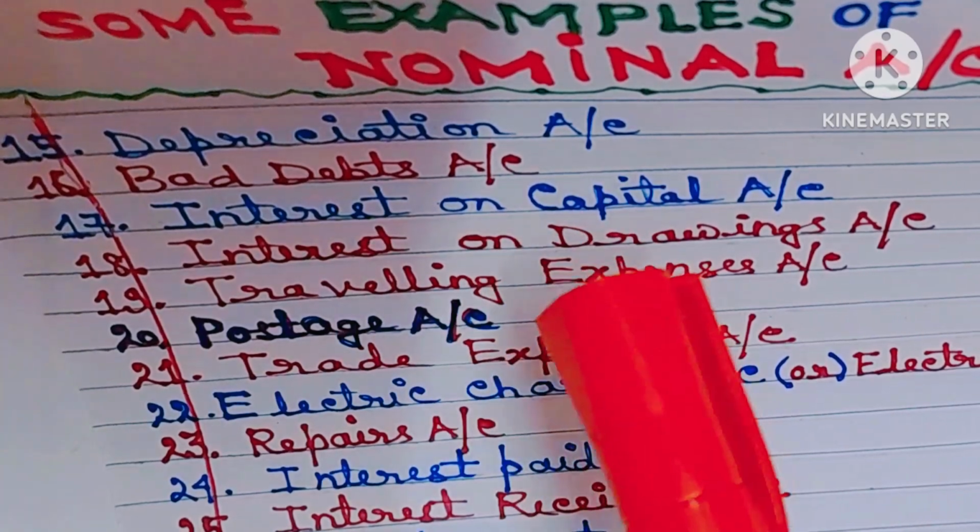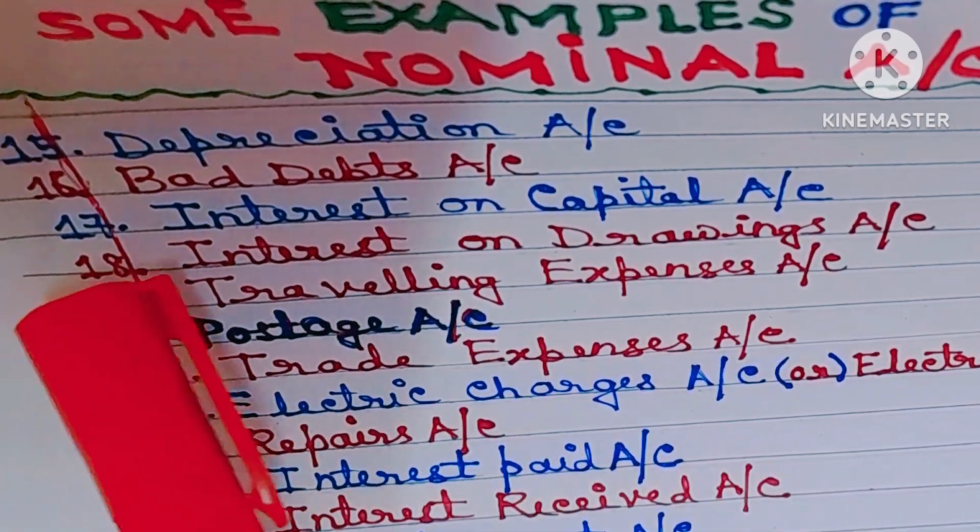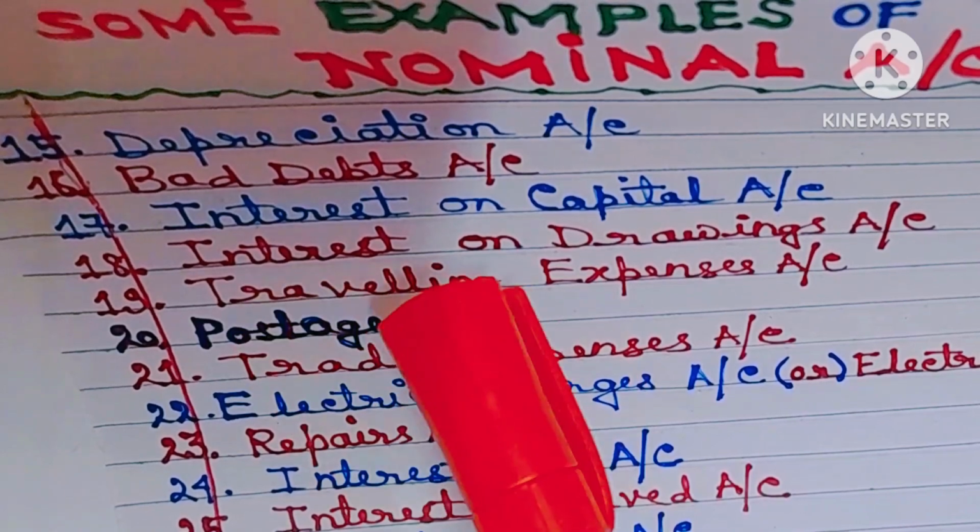Depreciation is a loss for the business. Number 16, bad debts account. Bad debts is a loss for the business.